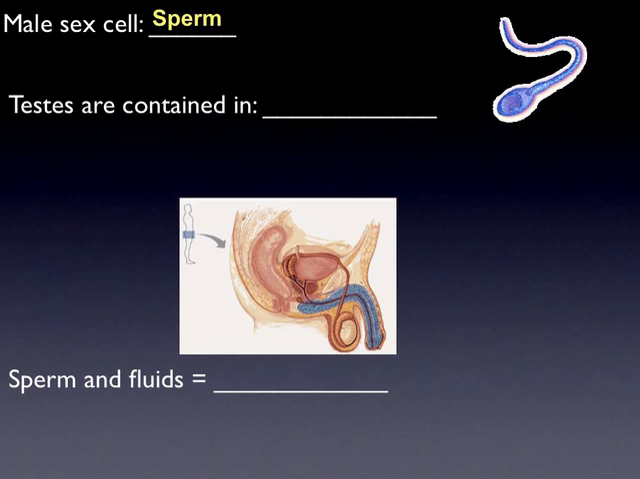All right, so besides the testosterone, like we said, testes produce sperm cells, the male sex cells. And this is a sperm cell, and it has a tail. What do we call that? Yeah, it's a flagellum.